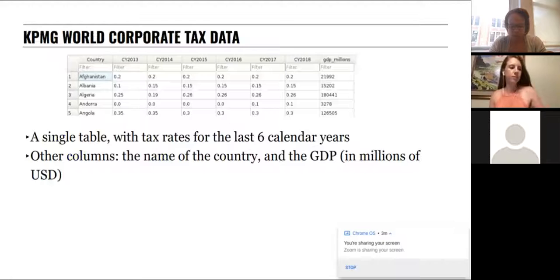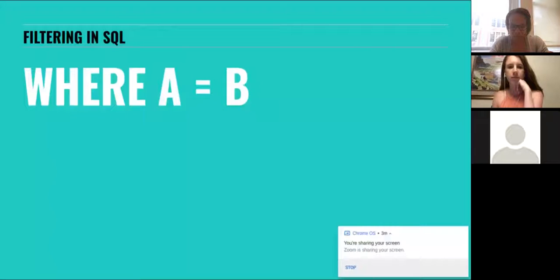Okay, so the KPMG World Corporate Tax Data has 8 columns in it. So it's a SQL table, and the columns are the tax rates in those countries for the last 6 years, plus the GDP in millions of US dollars in the previous year, and the country. So 8 columns, 6 of them are about tax. One of them is just the name of the country, and the other's GDP. So that's the table. It's called nation data, and that's the table we'll work with today.